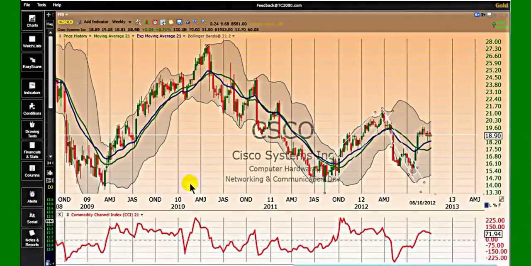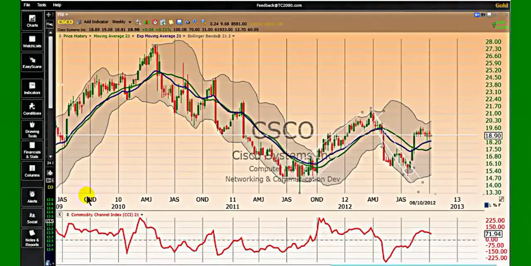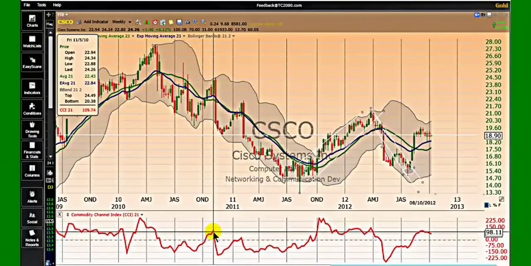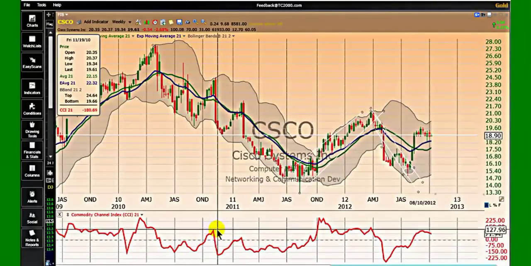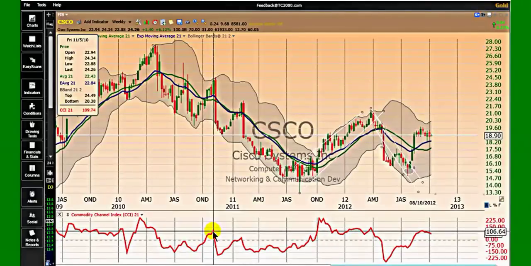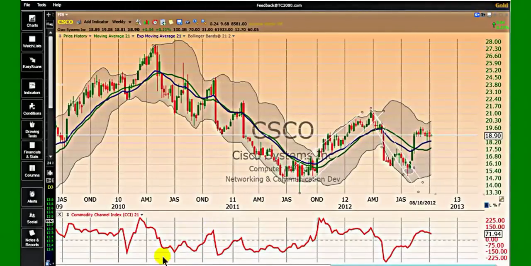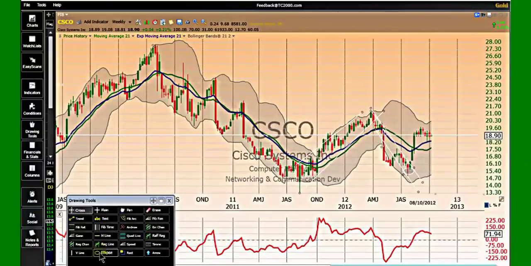All right, we are on the weekly chart for Cisco. High probability trade: we can see the slope of the exponential moving average 21 sloping down. Now the CCI, you can see here where my cursor is, the level above plus 100. This is a high probability trend.